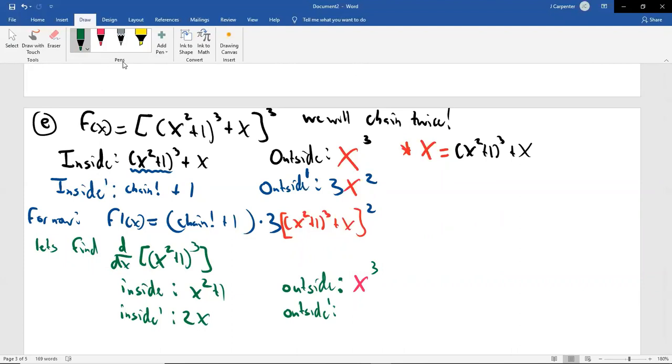And then the derivative of 1 is 0. Then for the outside, the derivative of x cubed, you bring the 3 out front. And then that x is now going to be squared, but we'll stick with the hot pink to represent its inside function. So again, please note that the hot pink x is really representing the inside function, which was the x squared plus 1. So every time I write that hot pink, that's really what it is.